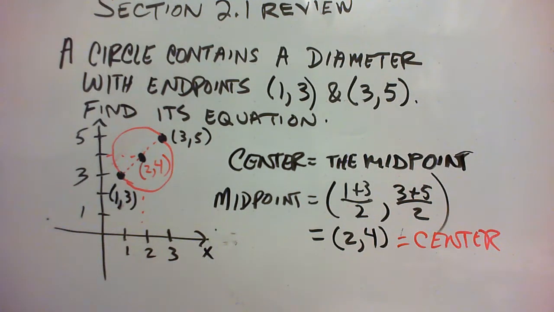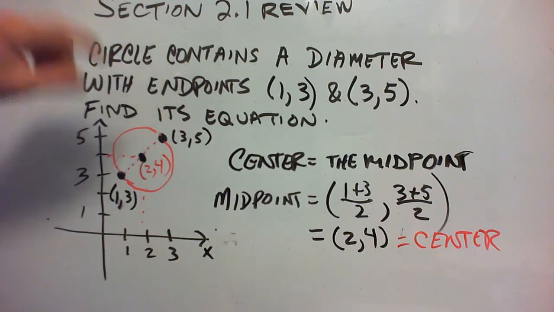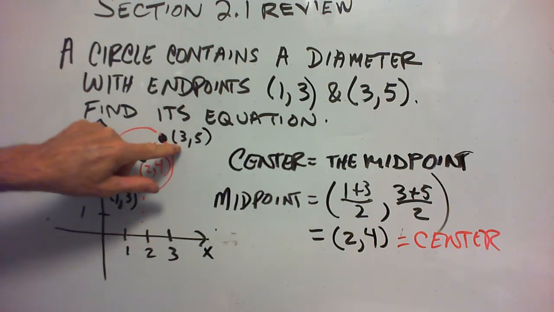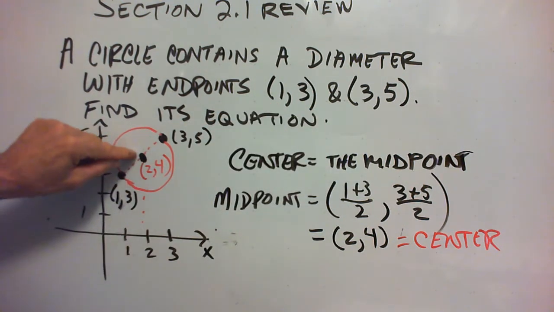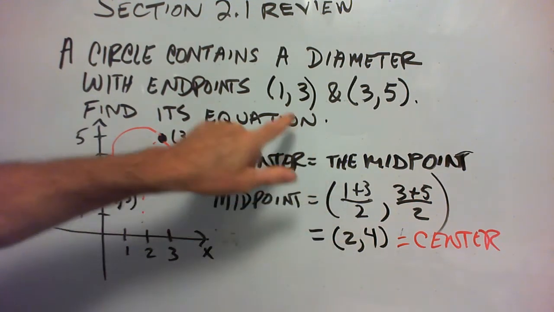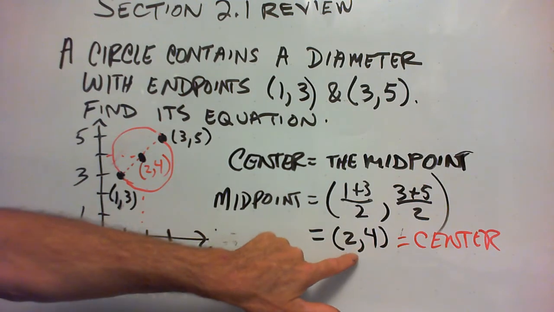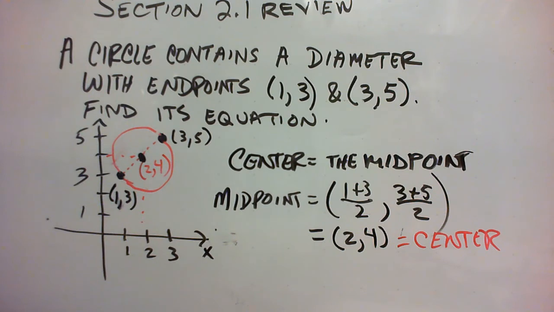So now we have a problem like the previous problem. There's actually three ways you can go to find the radius. Three, I'm not kidding, three. You can find the distance of that diameter by finding the distance from (1, 3) to (3, 5), but then divide the answer in half, because the radius is only half of that. Or you can find the distance from (2, 4) to (1, 3), or you can find the distance from (2, 4) to (3, 5). Those will all give you the same radius.